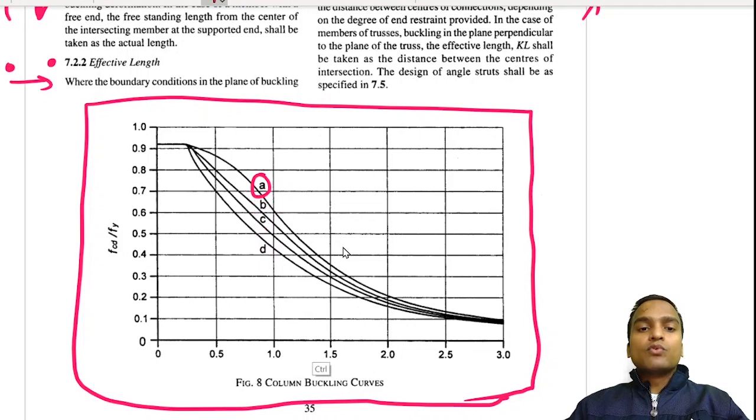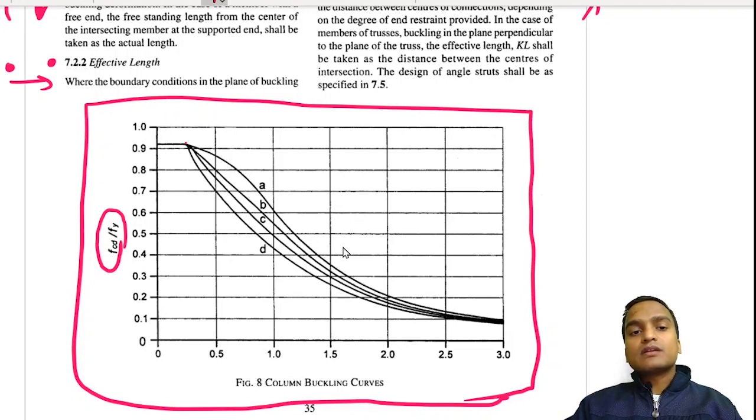So all these 4 curves are 4 different buckling classes A, B, C and D, and the FCD by Fy ratio is calculated here. We see that the graph is constant till some critical value, and after that the graph deviates for different buckling classes due to different types of imperfection, because at this point buckling occurs.